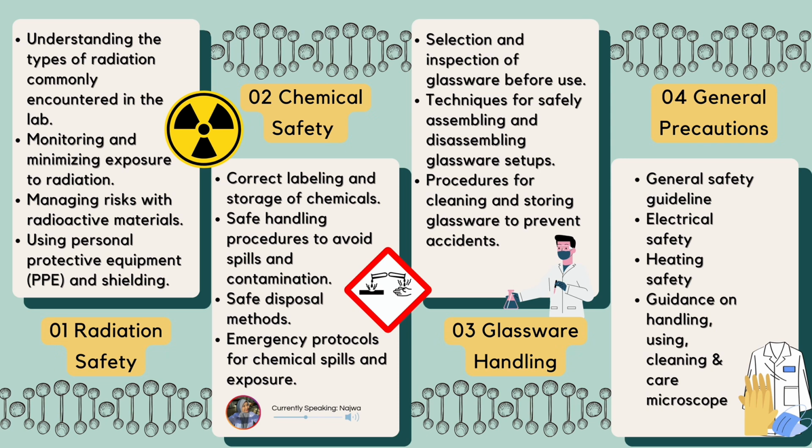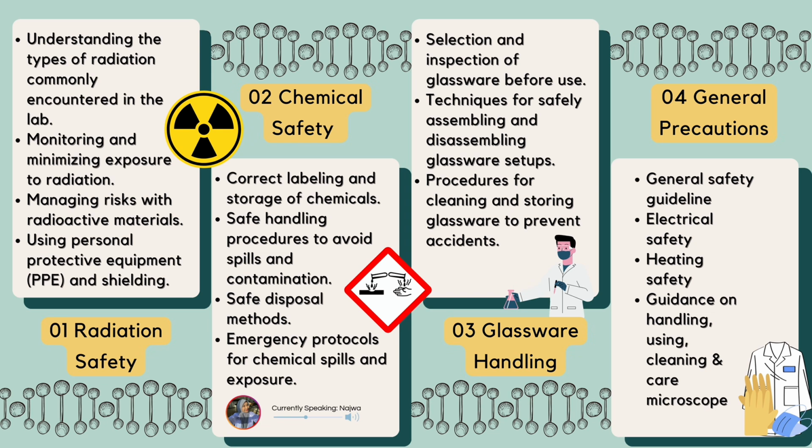In this presentation, we'll guide you through the essential aspects of lab safety, focusing on the following key areas. Firstly, radiation safety. From radiation safety, we can understand the types of radiation commonly encountered in the lab, monitoring and minimizing exposure to radiation, managing risk with radioactive materials, using personal protective equipment (PPE) and shielding. Secondly, chemical safety. We can learn correct labeling and storage of chemicals, safe handling procedures to avoid spills and contamination, safe disposal methods, and emergency protocols for chemical spills and exposure.